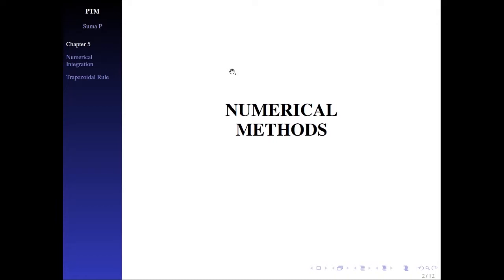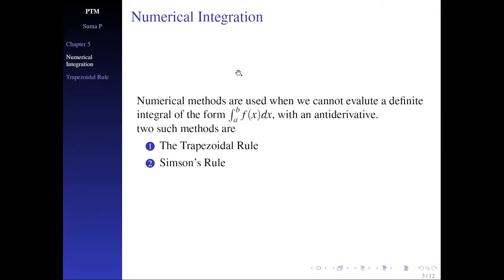In the chapter Numerical Methods, it is numerical integration. In this numerical integration, we can find an approximate value of the integral of f(x) dx. There are two methods in the syllabus: one is the trapezoidal rule and another is Simpson's rule. That is, to find the value of the integral of f(x) dx using numerical methods.